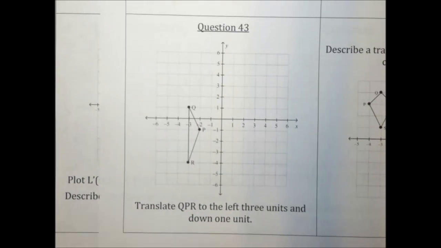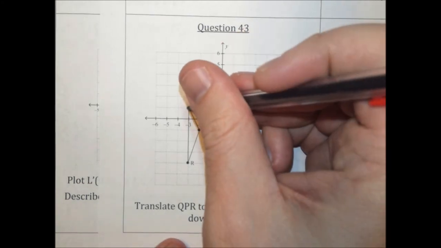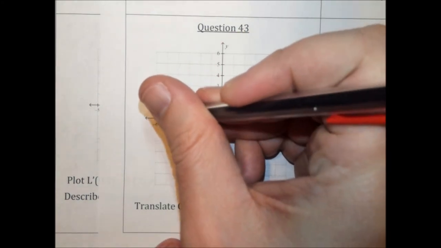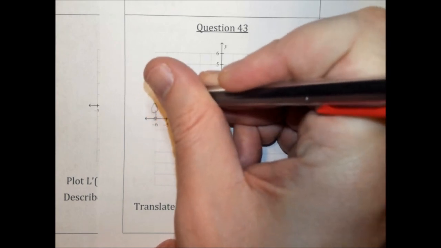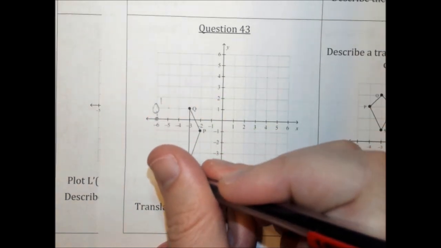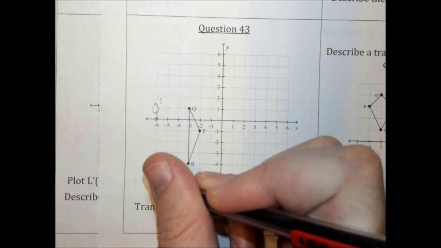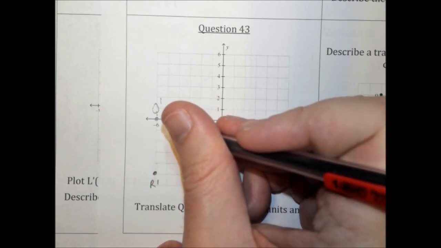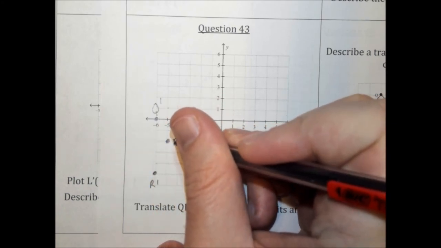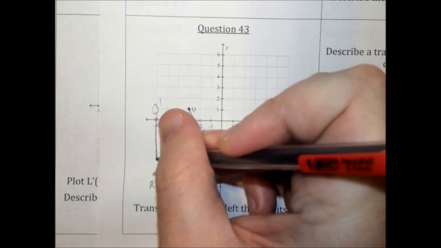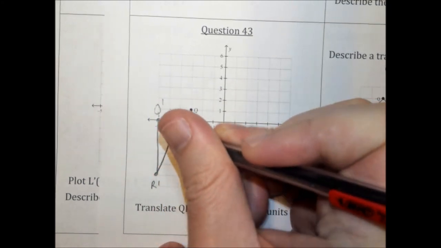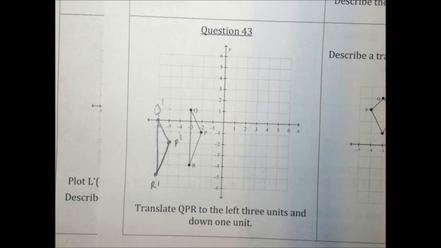Question 43, translate QPR to the left 3 units and down 1 unit. So left 3, down 1, that's Q prime. Left 3, down 1, that's R prime. Left 3, down 1, that's P prime. Connect with a ruler, and we have our new shape.